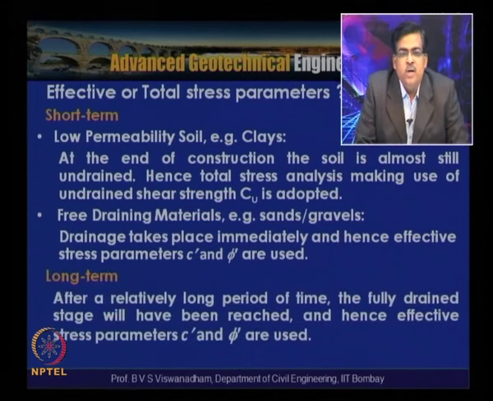For the long term, relatively after a long period of time, let us say that an embankment is constructed on a soft soil, after having waited for a certain duration, the fully drained condition might have been attained. So the fully drained stage will have been reached, hence the effective stress parameters C dash and phi dash can be used. So what we broadly say is that the effective stress parameters are used for long term conditions, and are also used for assessing the stability of a slope with free draining materials like sands and gravels. In case there is a short term condition with low permeability, then the adoption of total stress parameters is more relevant.